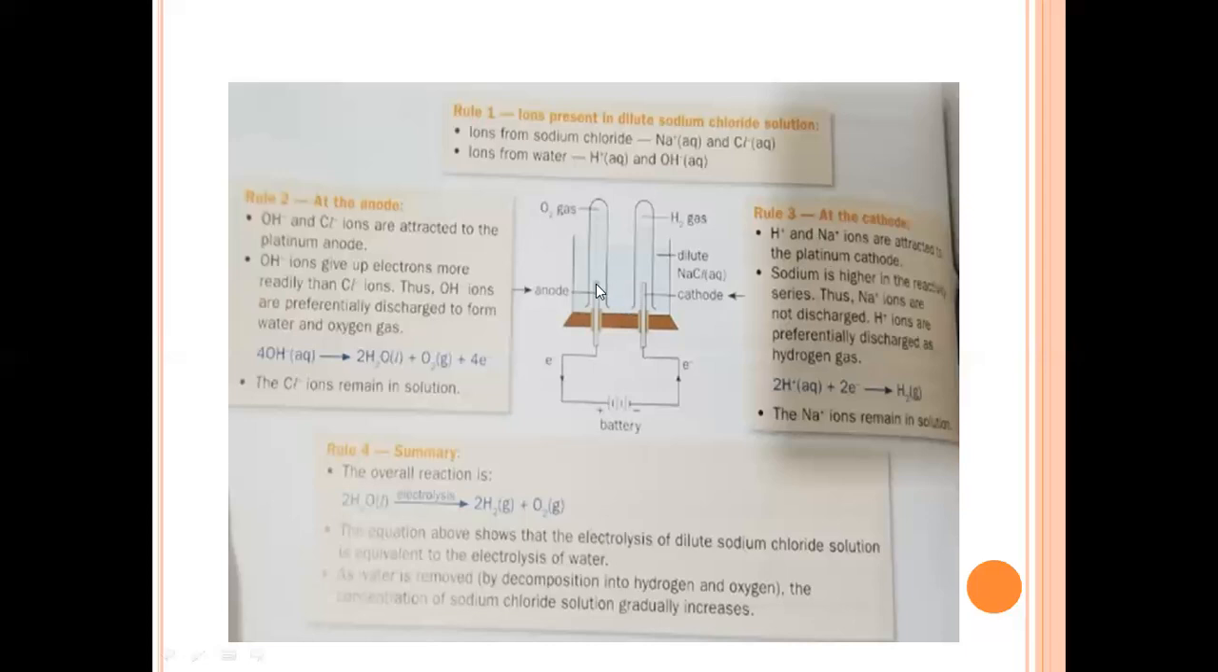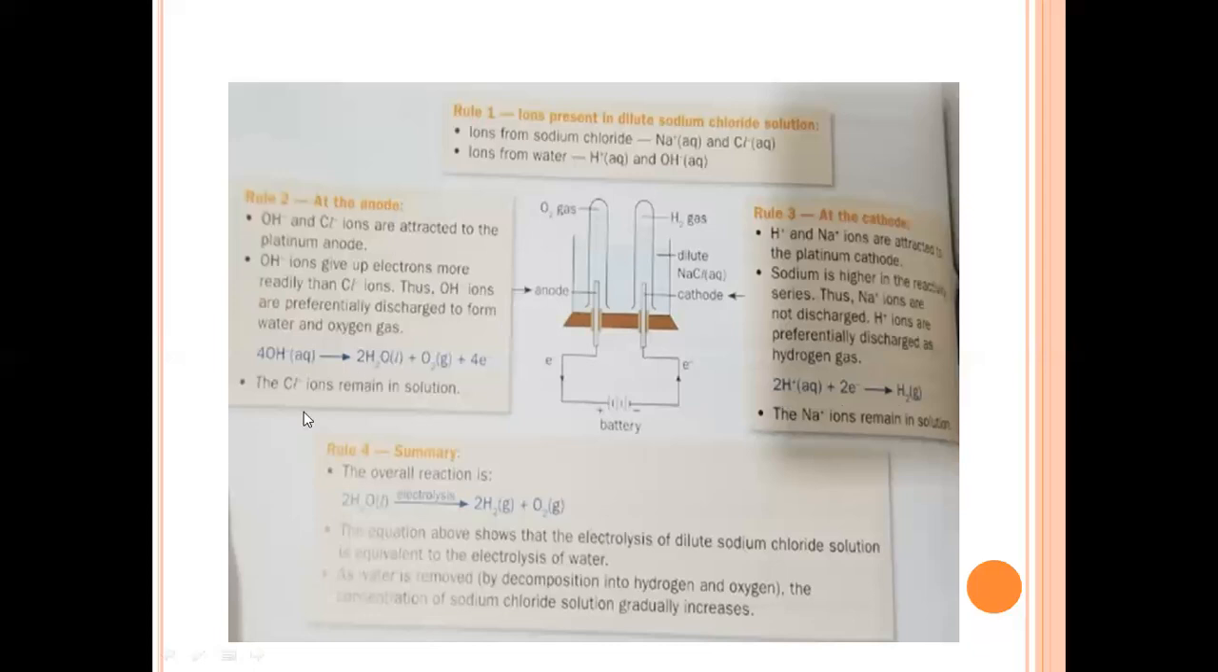So what happened? The electrons come from the anode and move to the cathode, like from the positive to the negative terminal. So H positive ions come and gain the electron and become hydrogen gas. So hydrogen in the form of gas evolves out. So what remains in the solution? Sodium.